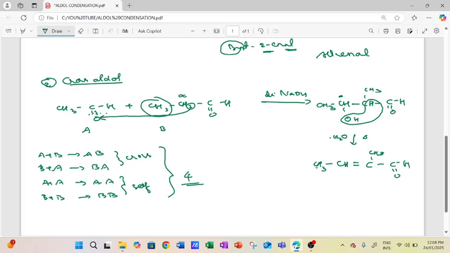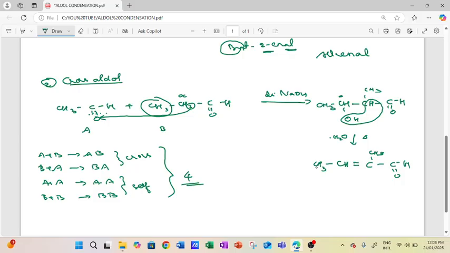Again in the same way water elimination is taking place. Why? Because it's highly exothermic. So we get OH and H eliminated like this. We get CH3-CH, then double bond CH, C double bond CH3. So the reaction takes place in this way. So this is how we write the reaction.